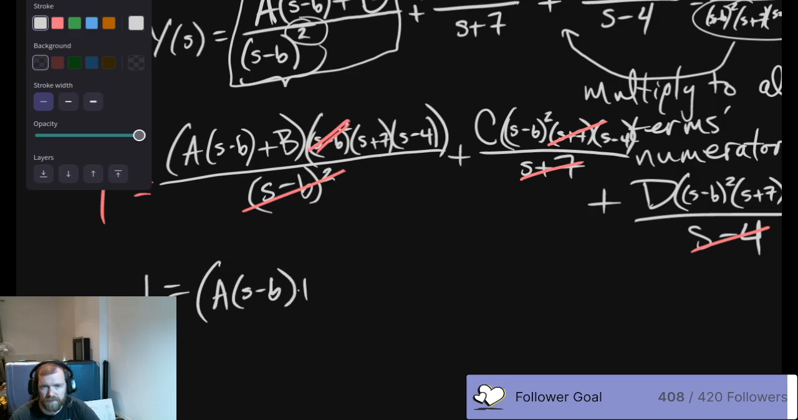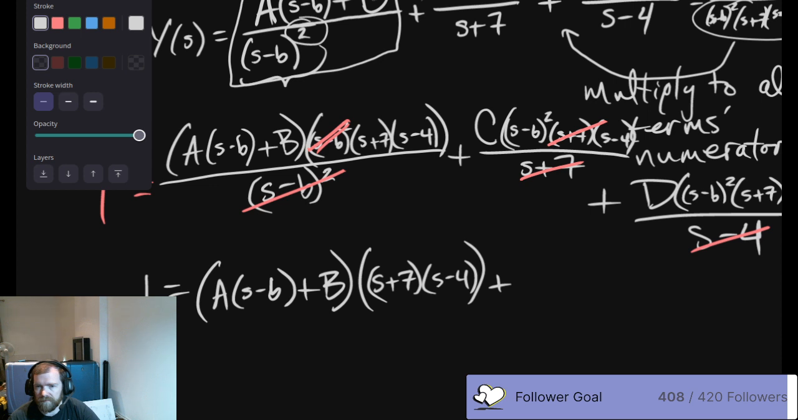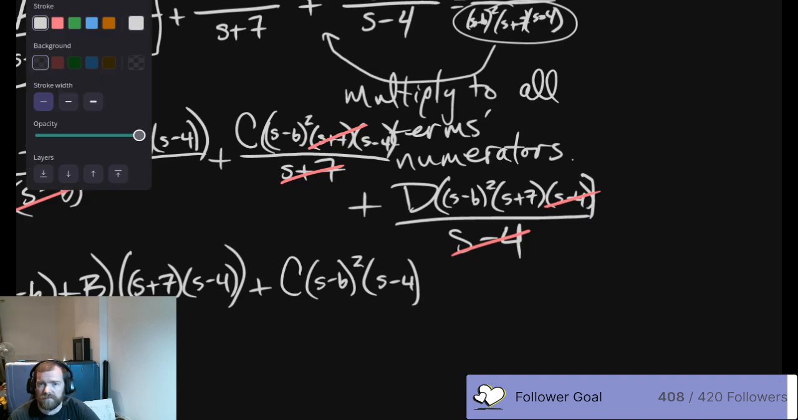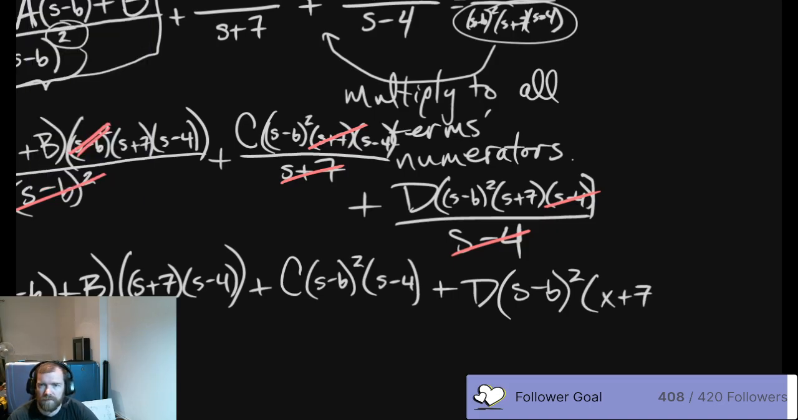A times s minus b plus b, other b, times s plus 7 times s minus 4, plus c times quantity s minus b squared times s minus 4, plus d times the quantity s minus b squared times s plus 7. S plus 7, not x.